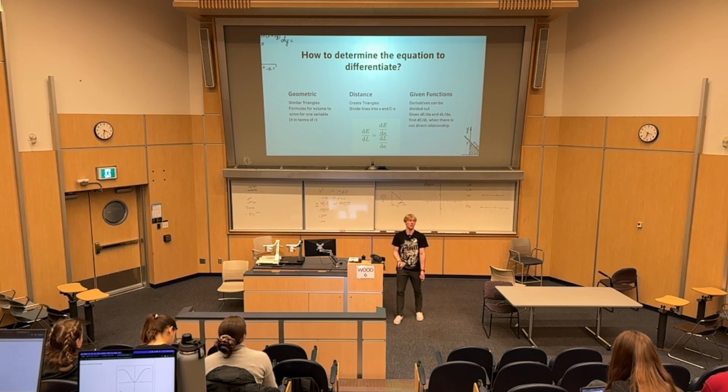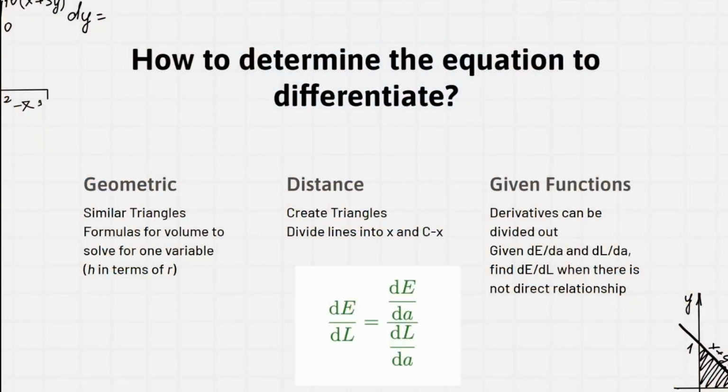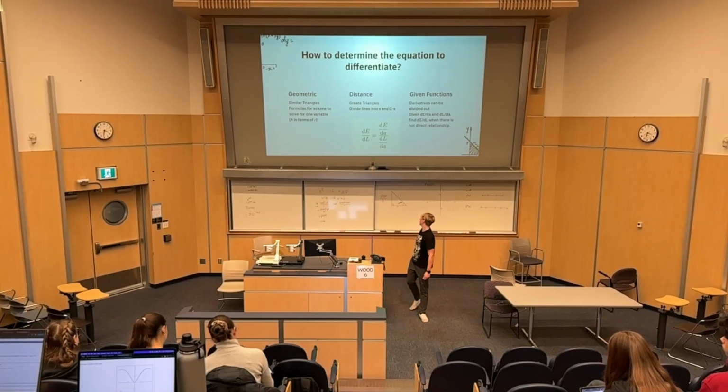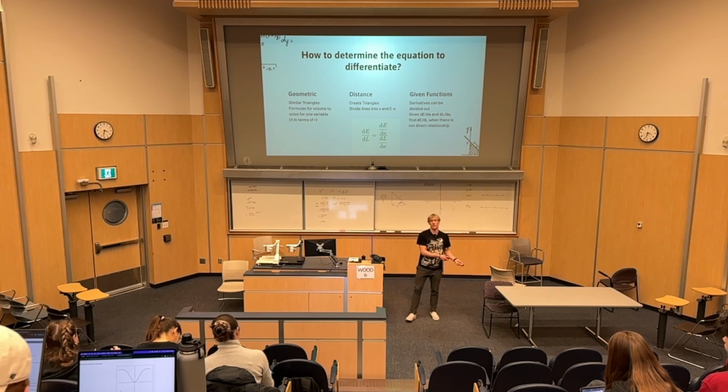There's kind of three different main questions that they'll ask. The first is geometric, so they'll give you a cylinder, a cone, or a shape. Then you have a function of volume or a function of area. And then you can use similar triangles or ratios of one side length to another side length to determine one variable in terms of the other variable. So for the example that we're going to do, you're determining r in terms of h.